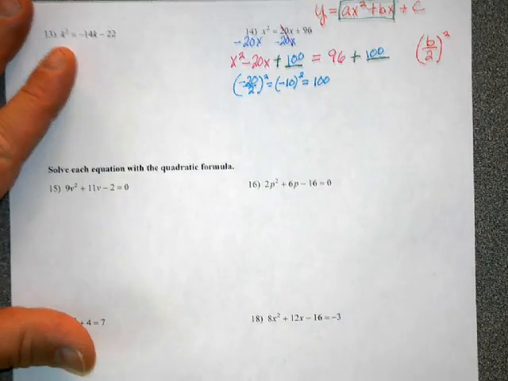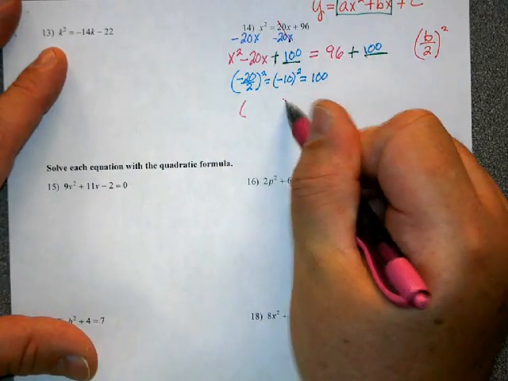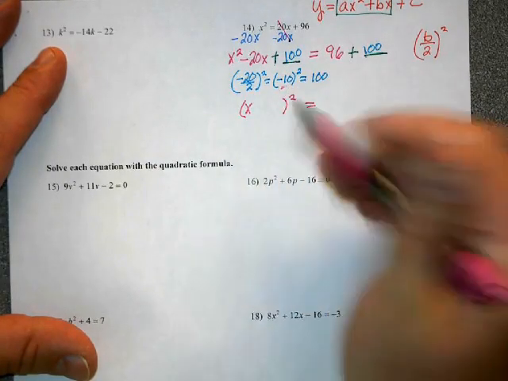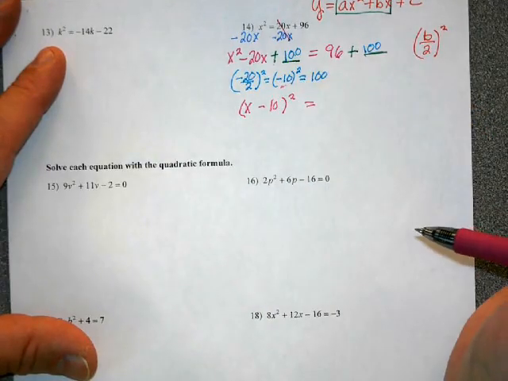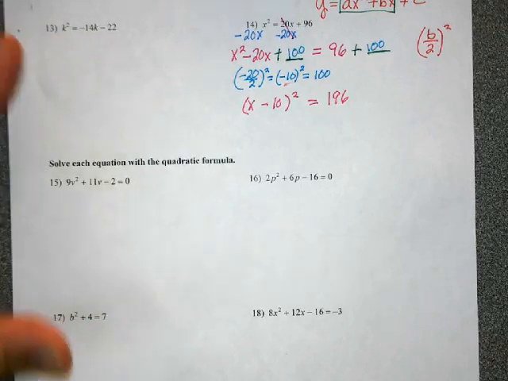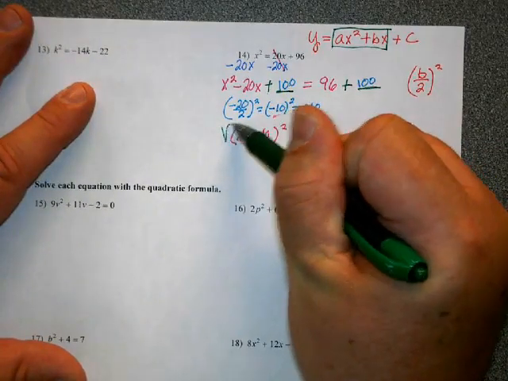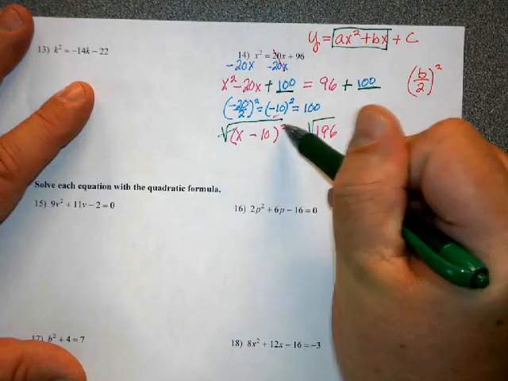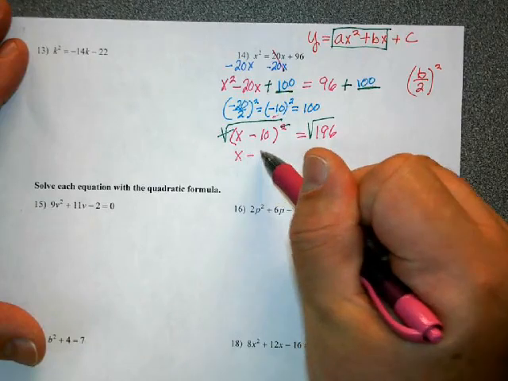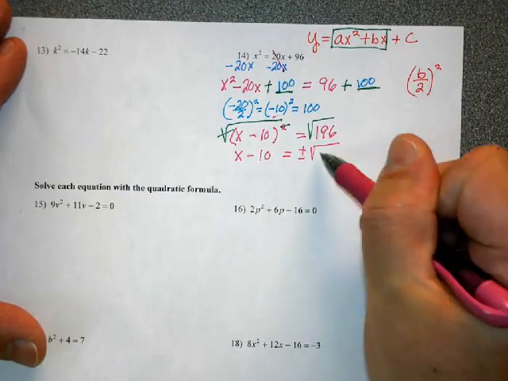Now that this is a perfect square trinomial, it's going to factor to a perfect square binomial. And here's my x. And I'm going to use the base minus 10. So x minus 10 squared equals 96 plus 100. So good. Okay, now I have to take the square root of both sides to cancel out that power 2. And I get x minus 10 equals, don't forget the plus or minus, square root of 196. And they were kind to us because 196 is a perfect square, right? 14.